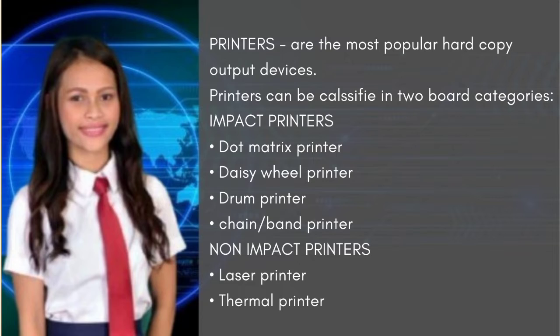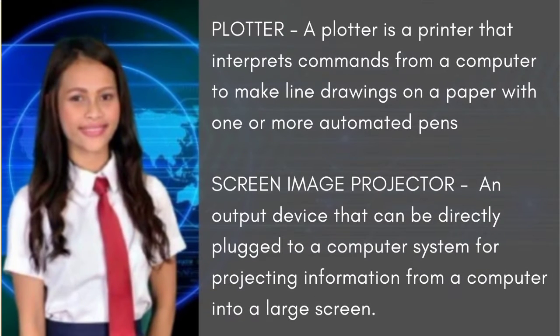Printers can be classified in two broad categories: impact printers, such as the dot matrix printer, daisy wheel printer, drum printer, and chain or band printer; and non-impact printers, such as the laser printer or thermal printer. Plotter. A plotter is a printer that interprets commands from a computer to make line drawings on paper with one or more automated pens.